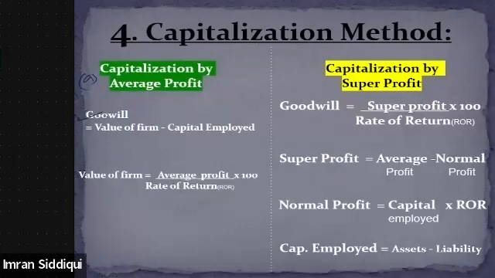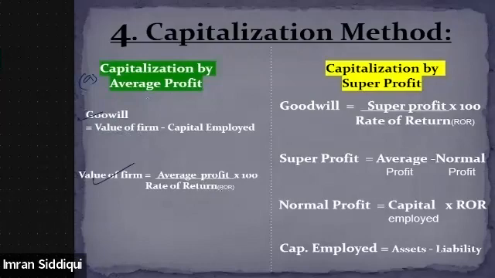You apply this formula. Goodwill equals value of the firm minus the capital employed. Now we already learned how to find out the capital employed, right? You just need to subtract the liability out of the asset, you will get the capital employed. But what is value of firm here? How do we determine value of firm? To determine the value of firm, we have to apply this formula. Value of firm will be determined by dividing the average profit by rate of return into 100.